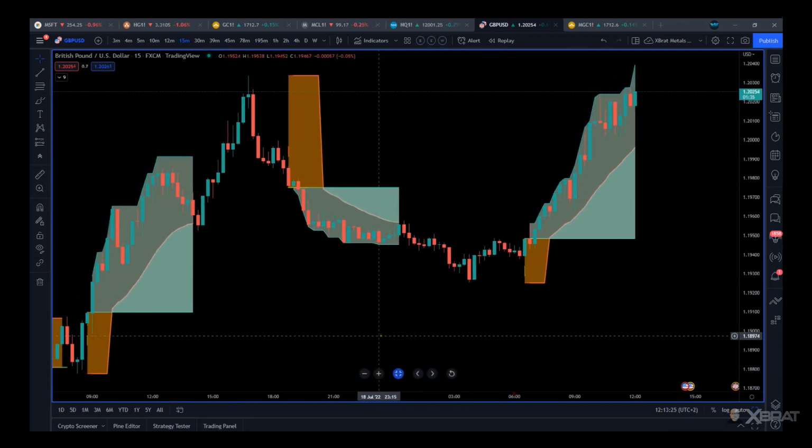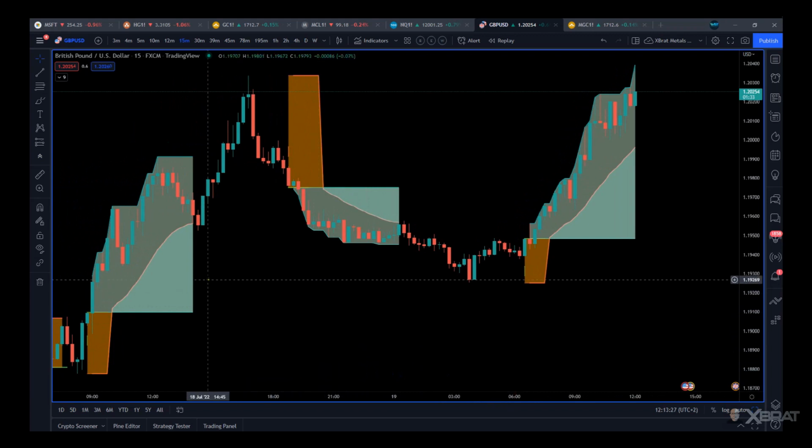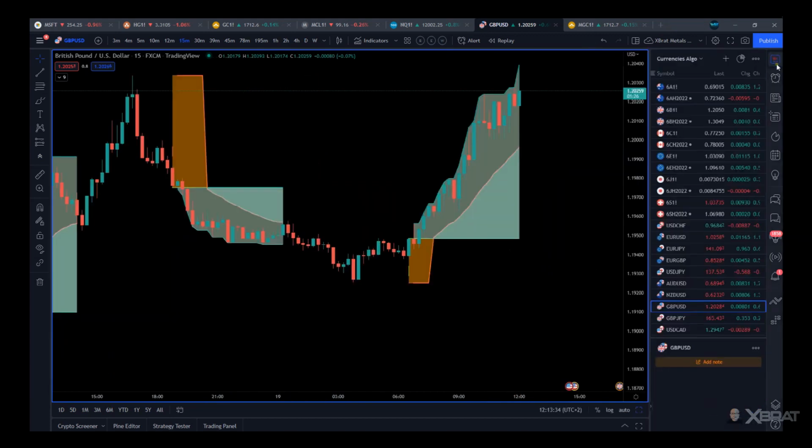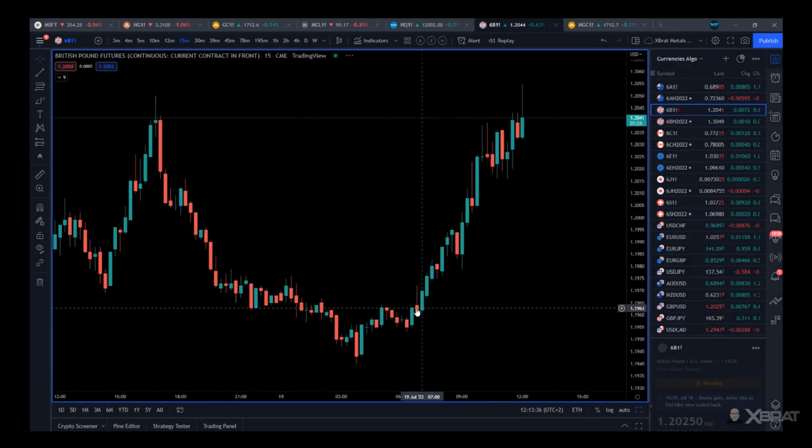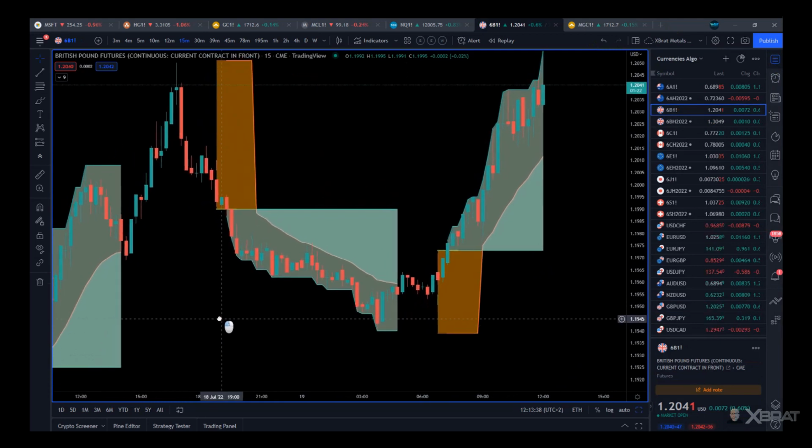So those are the last three trades on the 15-minute time frame for GBP US dollar, and that's what it looks like. Very simple. There are no calculations for you to do. You just try and find the groove. If I just change that to the futures contract, you will see 6B is pretty much the same.